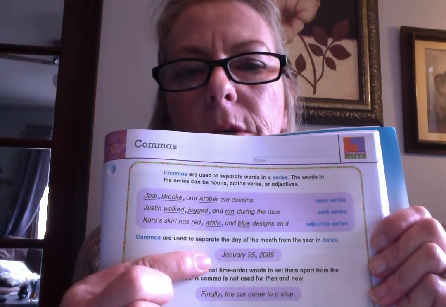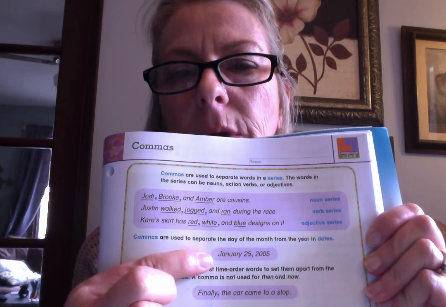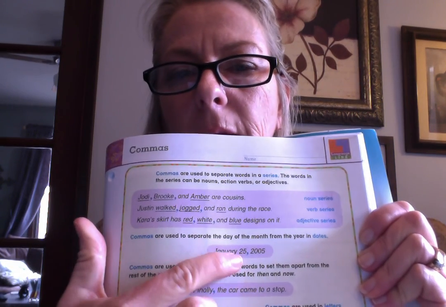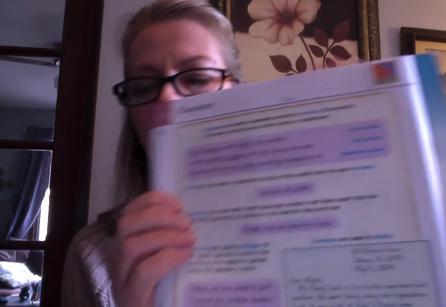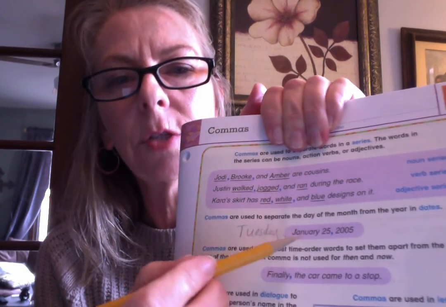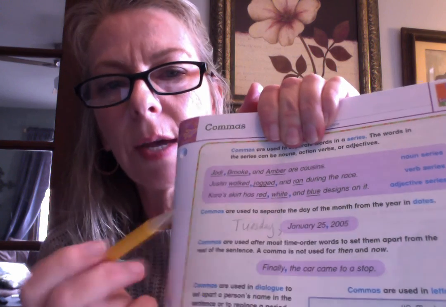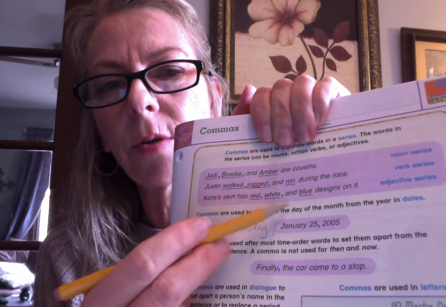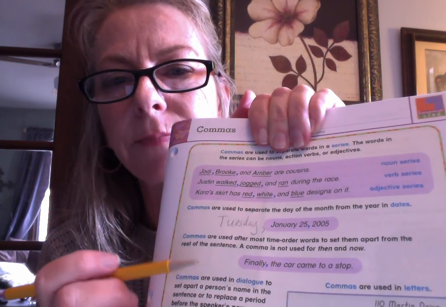Our second rule, you guys are very familiar with, is using a comma in the date. So January 25th, we put a comma and then the year. We could also put a comma, so let's say it was Tuesday. So we would write the word Tuesday and then we would put a comma. Then we would have Tuesday, January 25th, 2005. So those are the rules for using a comma in a date.